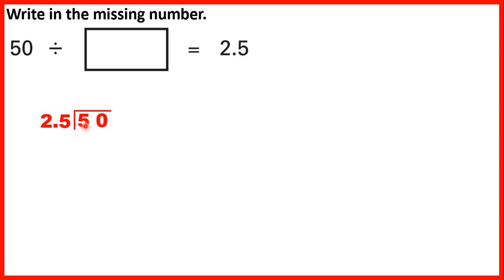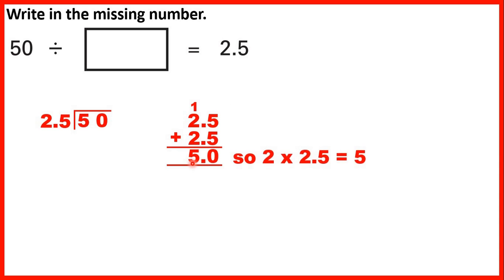So first, what is 5 divided by 2.5? Well, let's work out our 2.5 times table. If we have 2.5 plus 2.5, that gives us 5.0. So 2 times 2.5 is 5, because 5.0 is the same as 5. If we have 0.0 on the end, then we have a whole number. So 5 divided by 2.5 is 2, and 0 divided by 2.5 is 0.